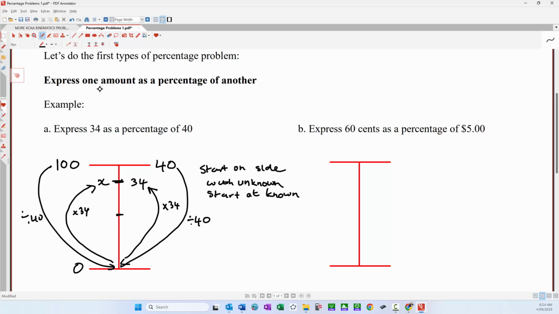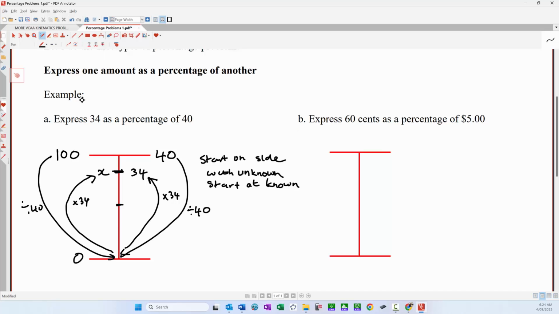Here's the fun part. What we're going to do now is say that x is equal to. We started at 100, so you write that, and you follow the arrow through. We're going to do 100 divided by 40 multiplied by 34, which is equal to x.